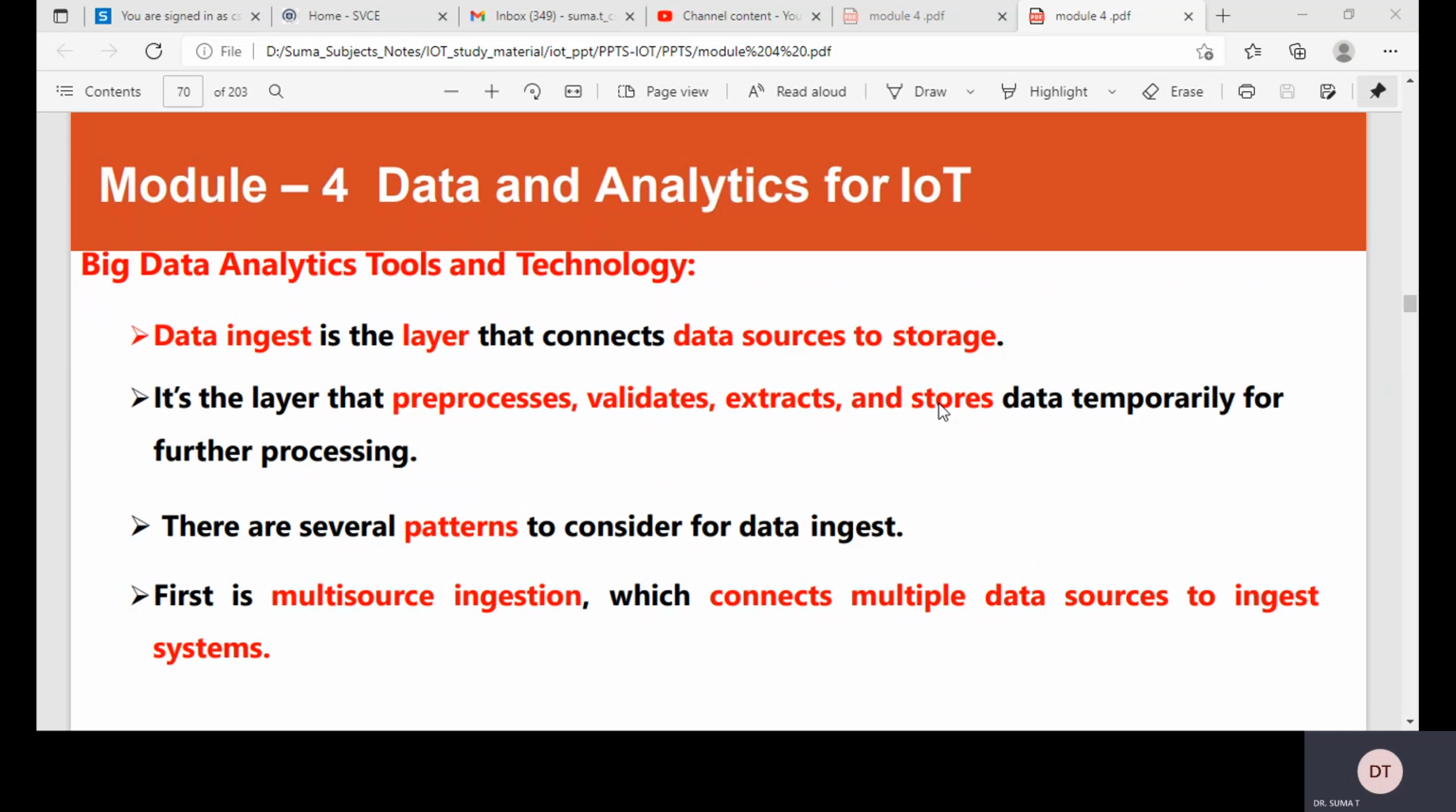It's the layer that pre-processes, validates, extracts, and stores data temporarily for further processing. There are several patterns to consider for data ingest. First is the multi-source ingestion, which connects multiple data sources to ingest systems.